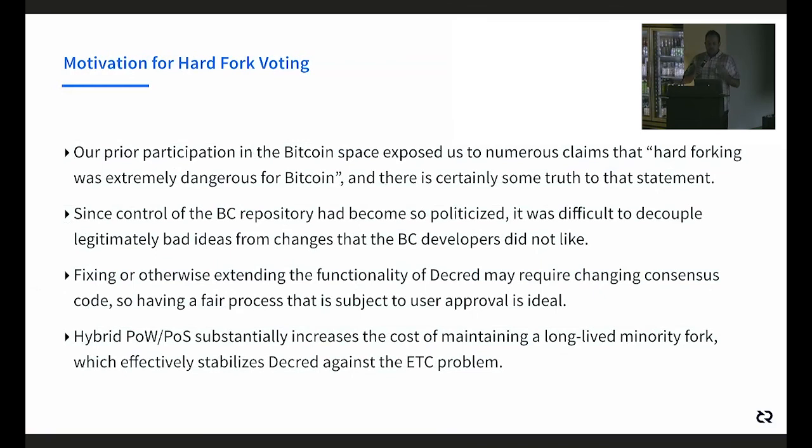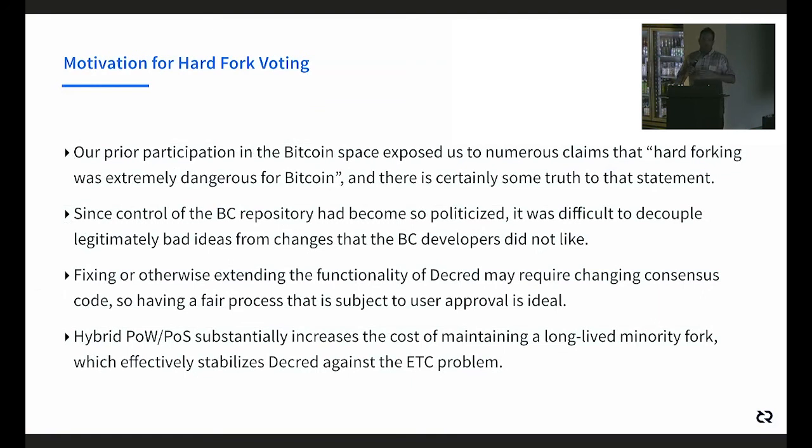So the stabilization that we have from hybrid proof of work, proof of stake in the context of minority forks is the following. We chose a threshold for consensus changes to be 75%. The reason we chose that is because that creates an orphan rate of roughly 90%. By having an orphan rate of 90% on newly mined blocks, that basically multiplies the proof of work costs by a factor of 10.